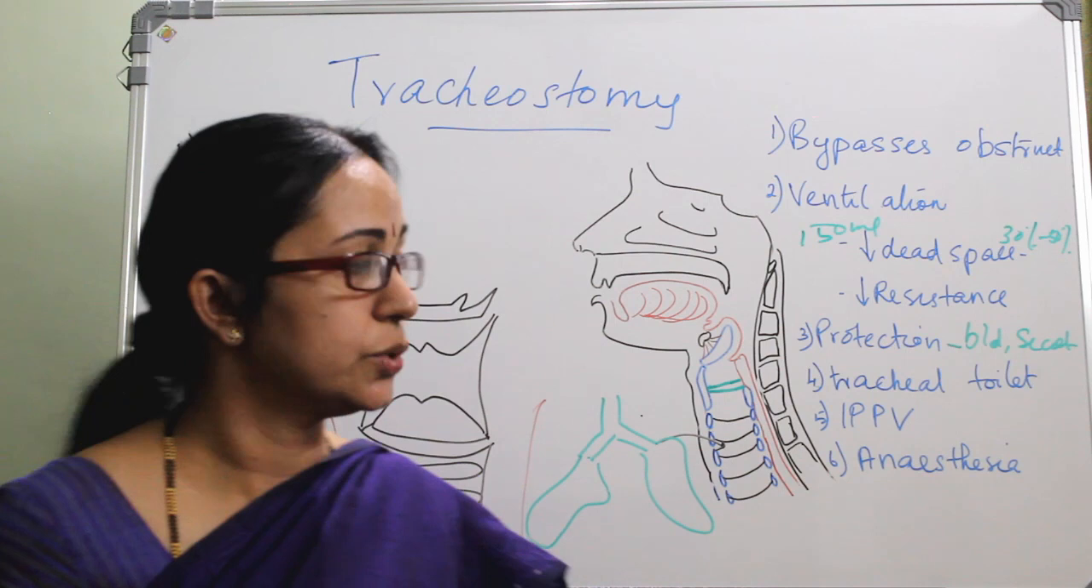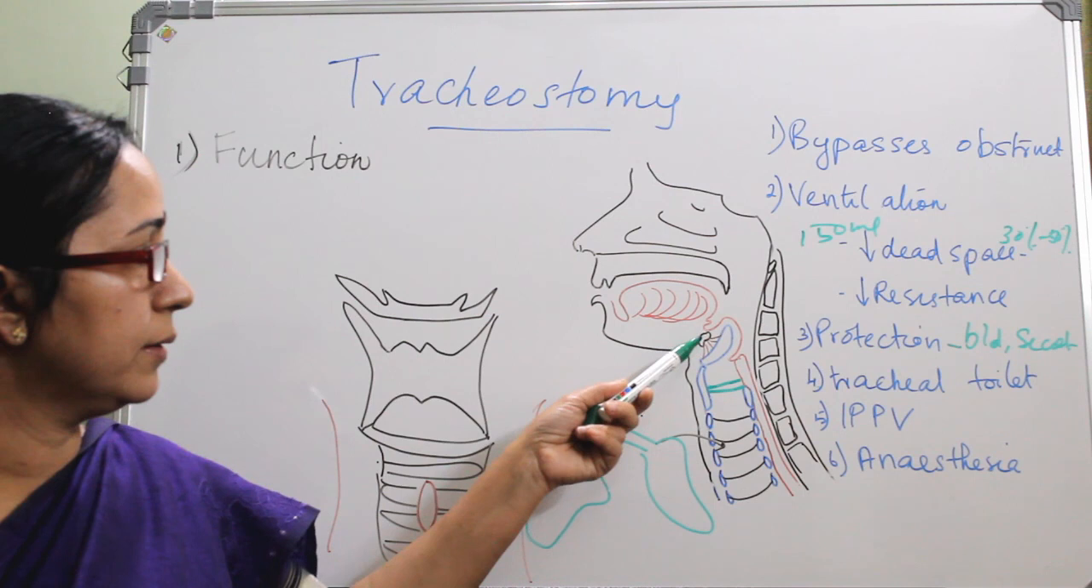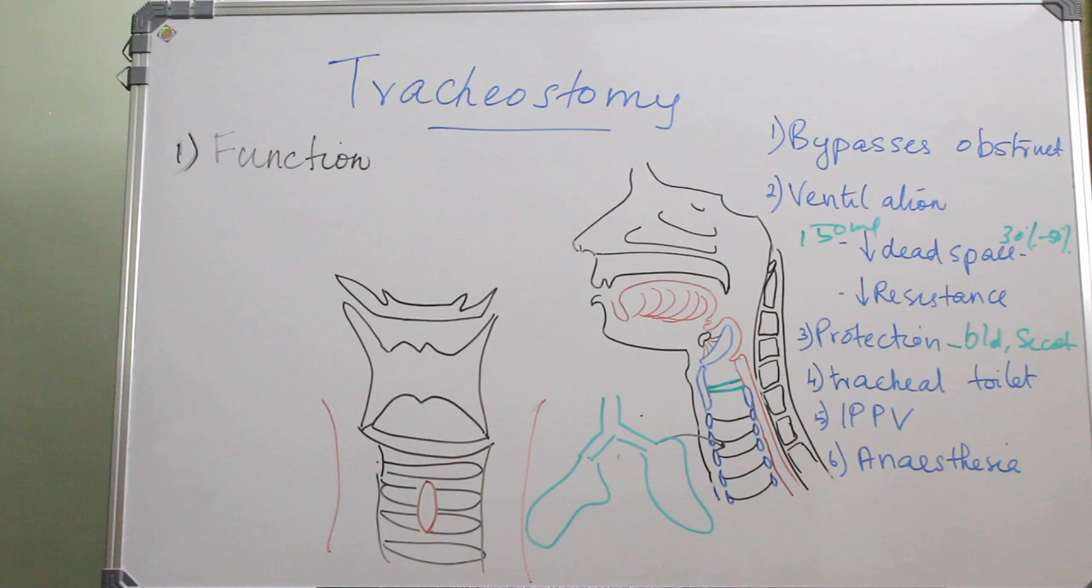So IPPV, and also in some cases of anesthesia, especially facial injuries or tumors of this area, it is better to do a tracheostomy for giving anesthesia. So all these are the functions of tracheostomy. Okay, and then what are the indications of tracheostomy?